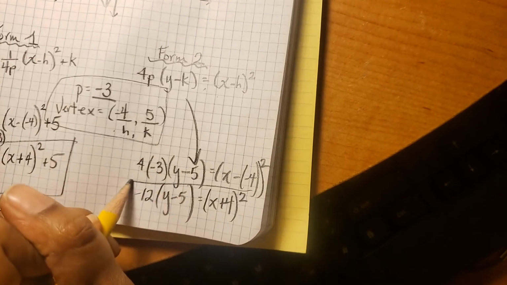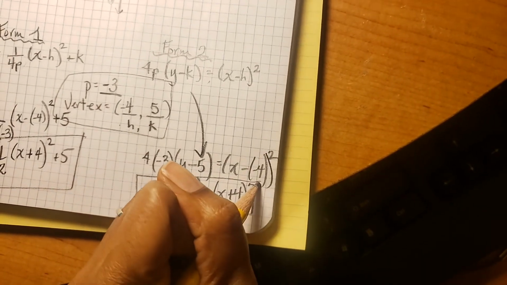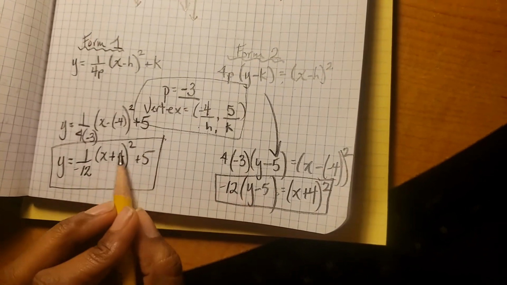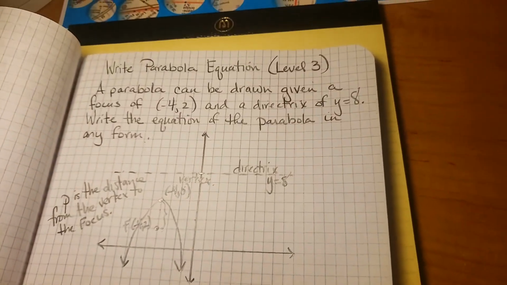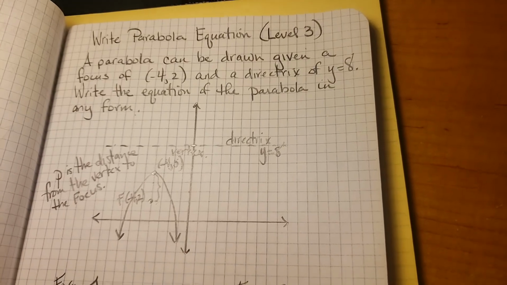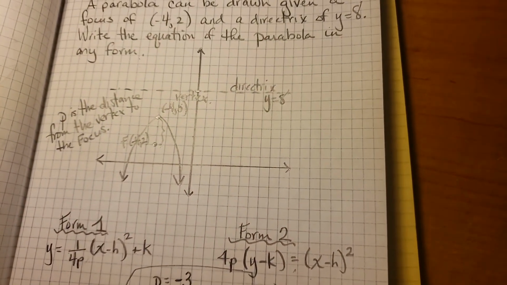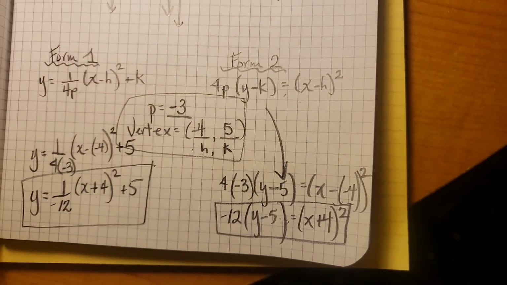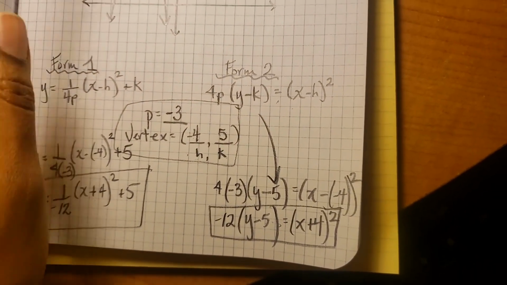And there's my other form. Same equation, just different forms. There you go. Write a parabola, made our graph, got 2 different equations. Pick which one you want, you're good to go.